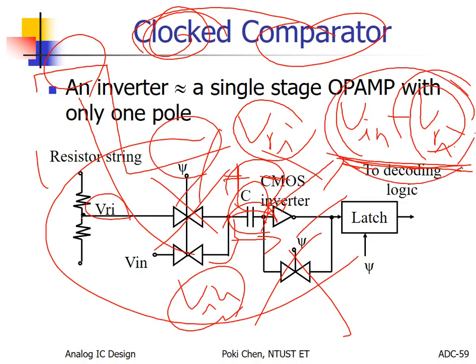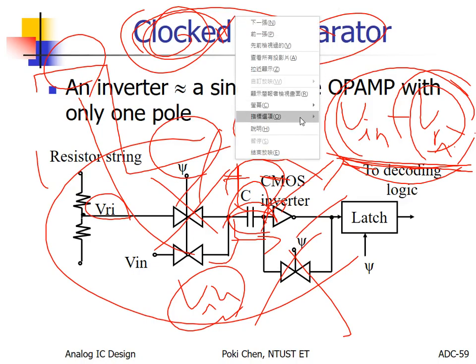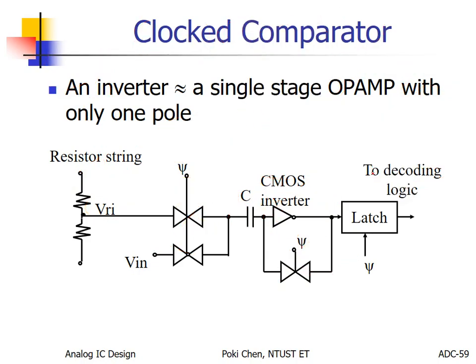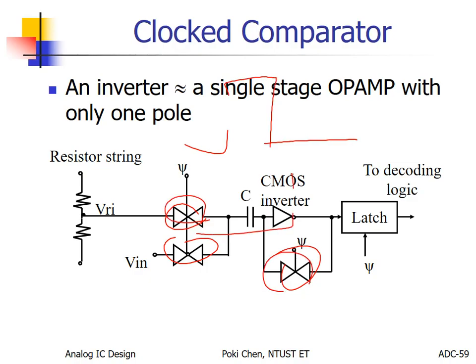Okay, we need the help of a clock. And also non-overlapped clocking. It means the operation of the switches cannot be overlapped. So usually you need to have this for phi 1 here and there, and that is for phi 2. They cannot be overlapped. It means the switches cannot be turned on at the same time.